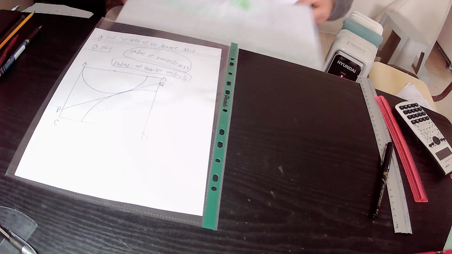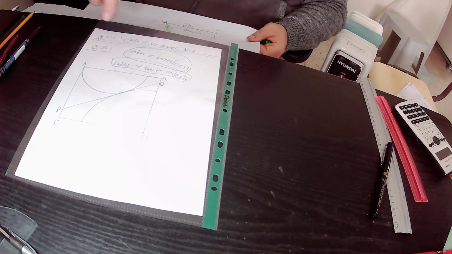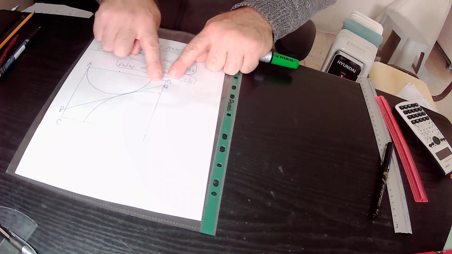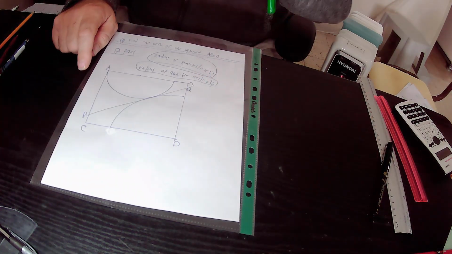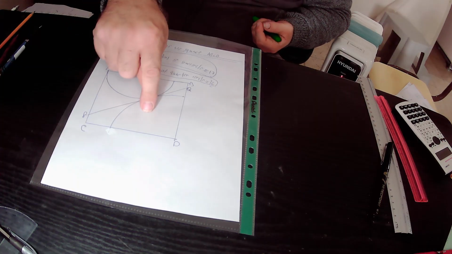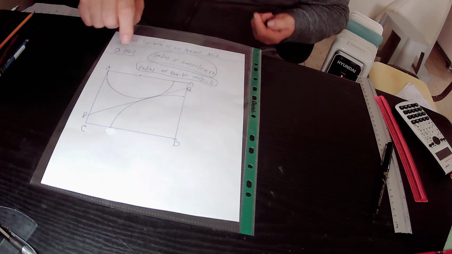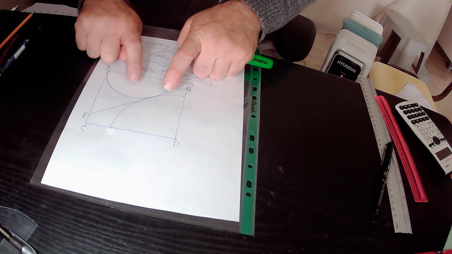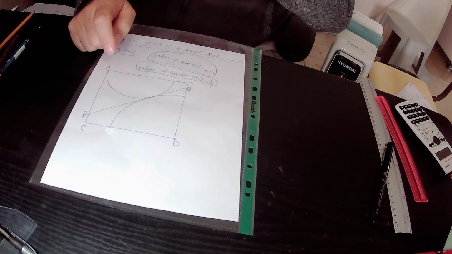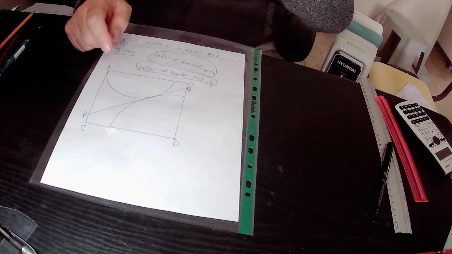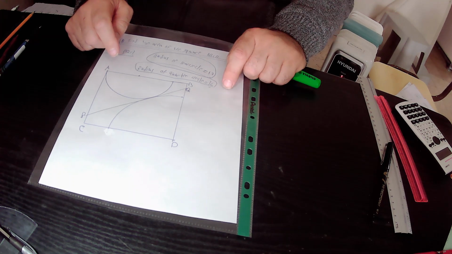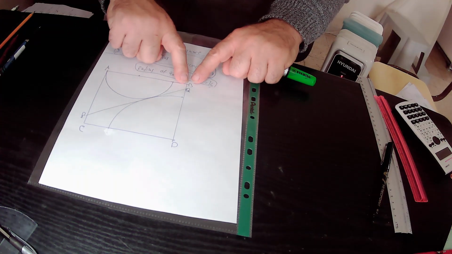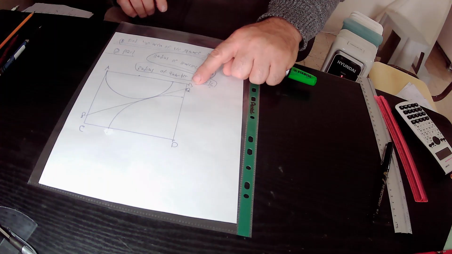In the second question, our task was to find the area of this square ABCD and also to find the length of this tangent QP. So in the drawing, we have a semicircle and a quarter circle inside this square ABCD. This is tangent QP, which is tangent to both the semicircle and the quarter circle at this point. Again, we have two tasks. The first task is to find the area of this square ABCD, and the second task is to find the length of this tangent QP.